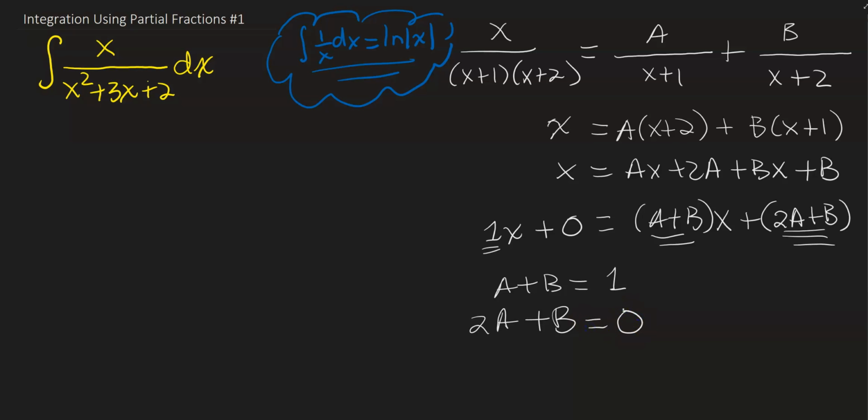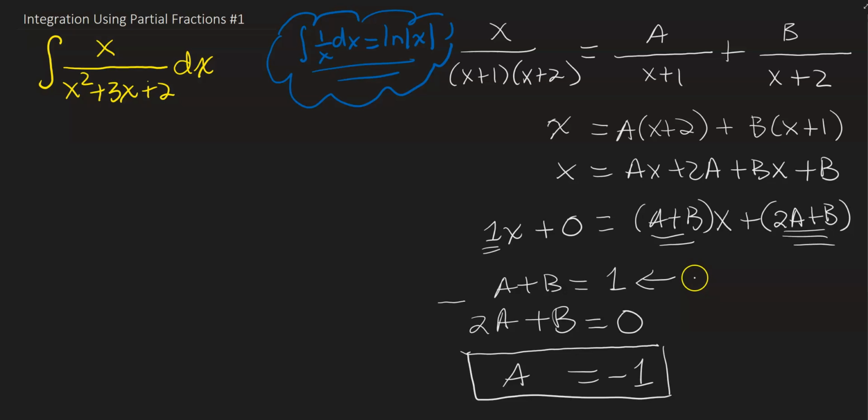Now suppose you take the second equation and subtract the first equation from it, you would have a is equal to -1. And if a is -1, from here you would say b is going to have to be 2. So our original integral can be split into two separate fractions. The one fraction that we have now can be split into two separate fractions.